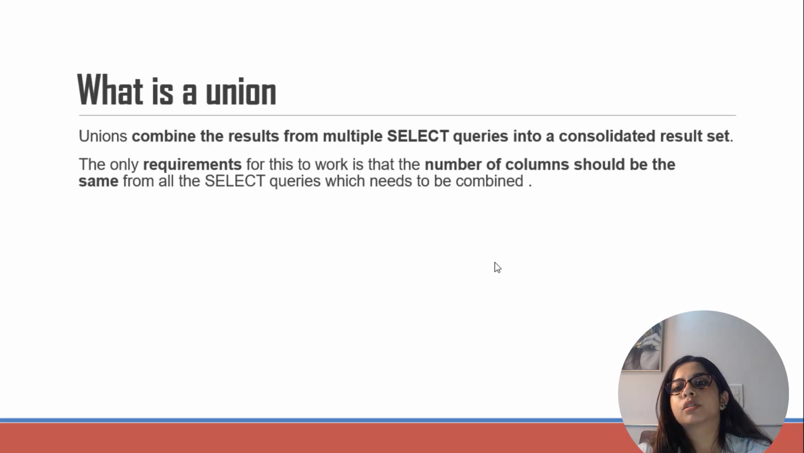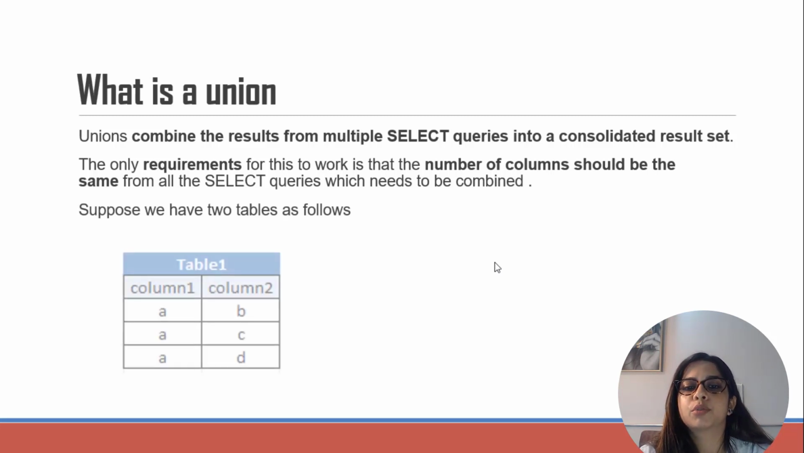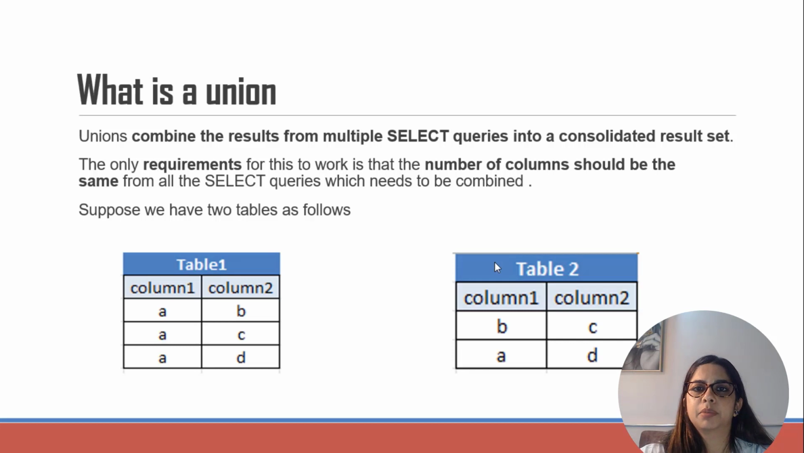The only requirement for this is the number of columns should be the same in both the tables which we are trying to unite. Suppose we have two tables as follows. Very simple example to show. Table number 1 and table number 2. Table number 1 has column 1 and column 2 in which there is AB, AC and AD. In table number 2, we have two rows. The rows can be different, that's fine. The number of entries can be different. So in table number 2, we have two rows: BC and AD. In these two tables, we can see that the row AD is common. AD is there in table number 1 and table number 2 also.